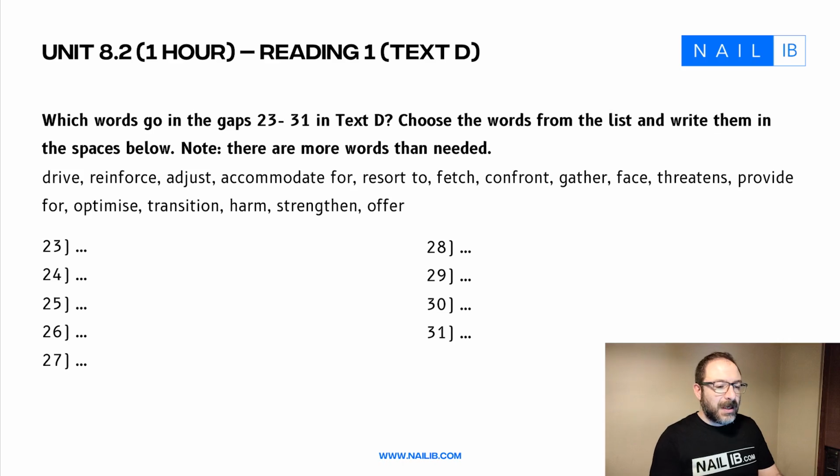Let's start. Here, reading 1, text D. Which words go in the gaps 23 to 31 in text D? As you can see, there are some parts of the text that are missing, some words taken out, and there are numbers in it, 23 to 31. So you are going to fill those blank spaces with these words that are here.